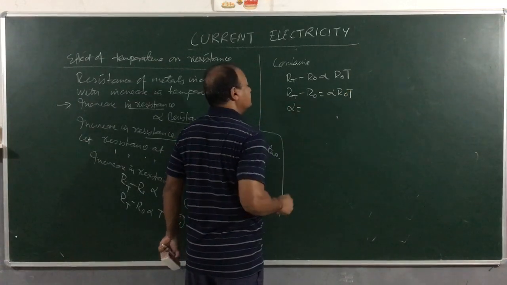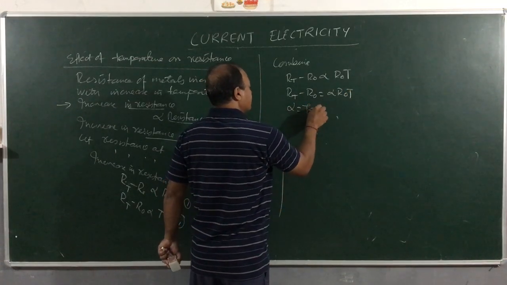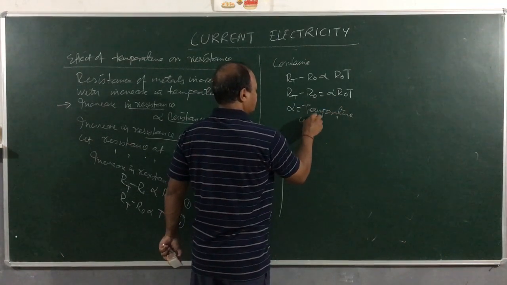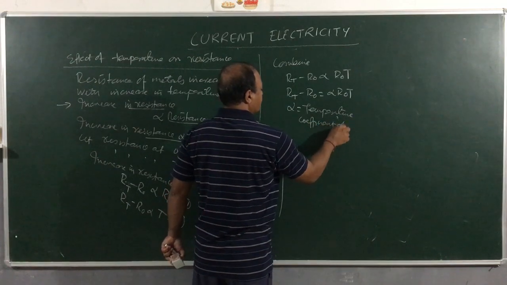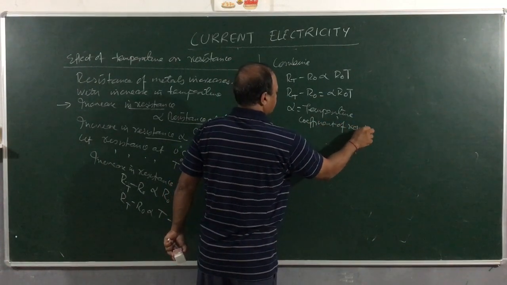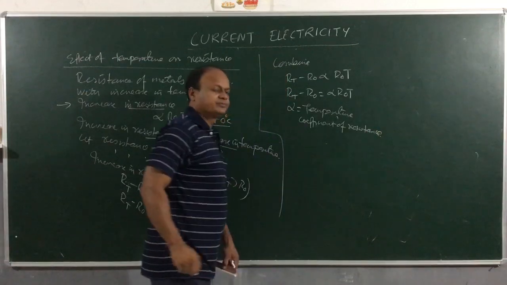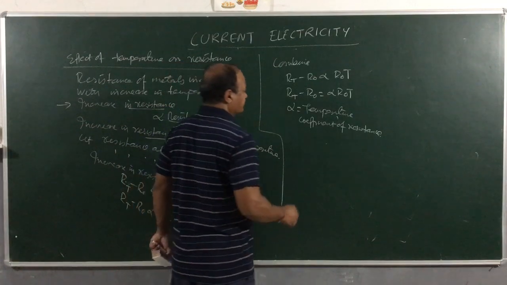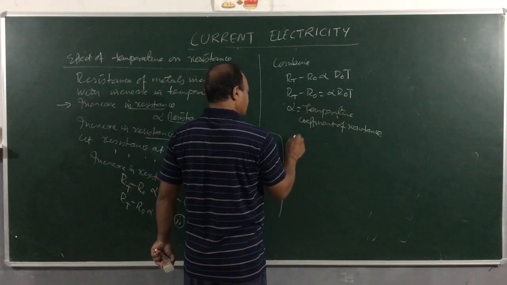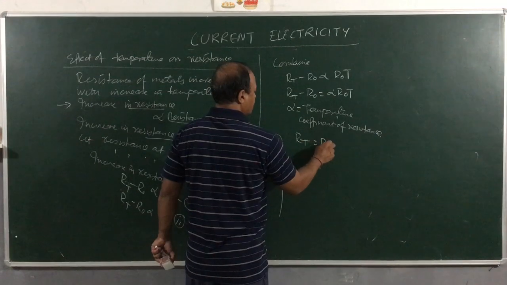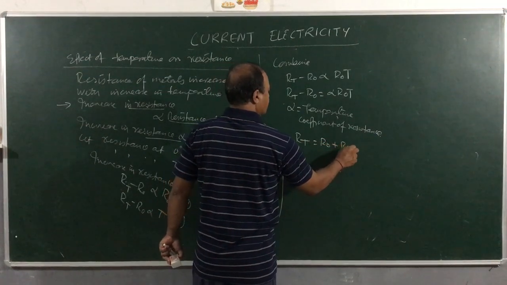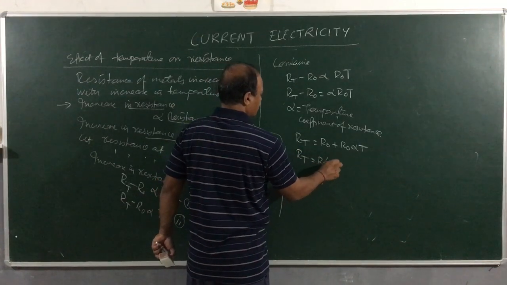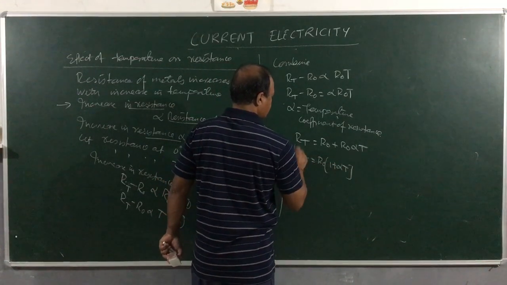Alpha is a new constant, called the temperature coefficient of resistance. Alpha is called temperature coefficient of resistance. From here we get two relations. RT is equal to R0 plus R0 alpha into T. So you can write this as RT is equal to R0 into 1 plus alpha into T. This is the first relation.